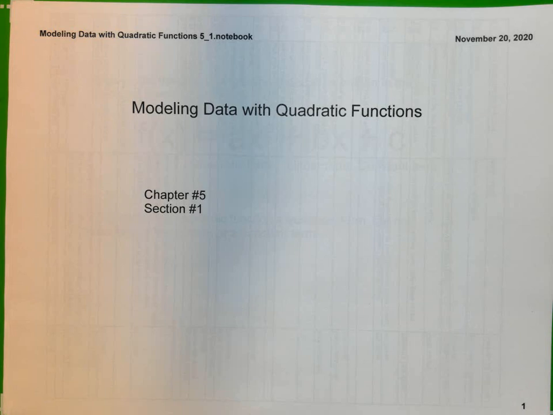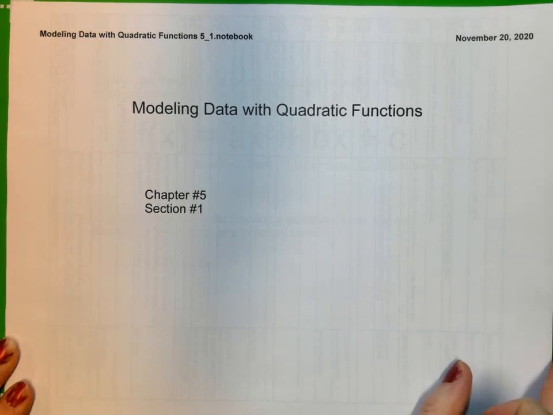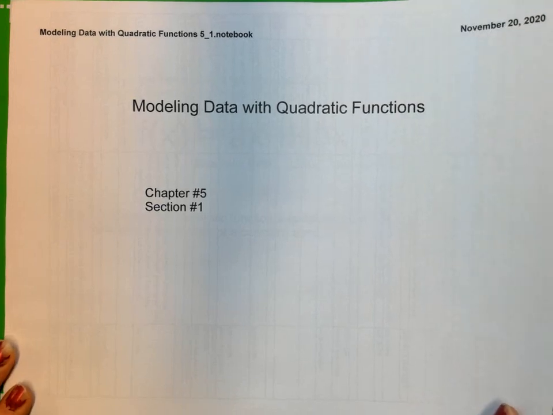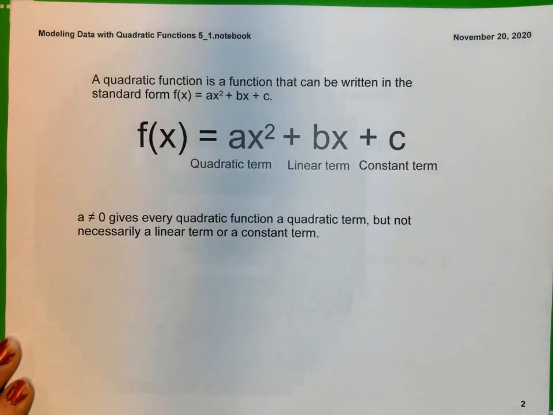So our next chapter is about quadratic functions, and our first section is on modeling data with quadratic functions. So chapter 5, section 1, here we go. A quadratic function is a function that can be written in the standard form f of x is ax squared plus bx plus c.